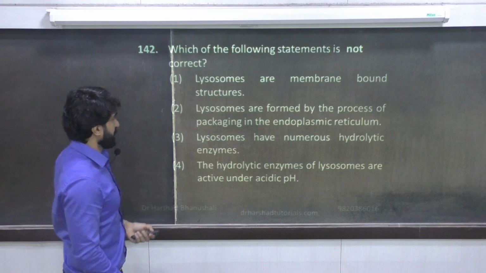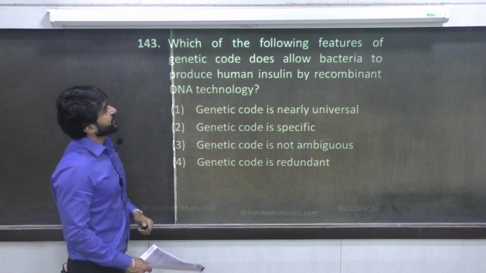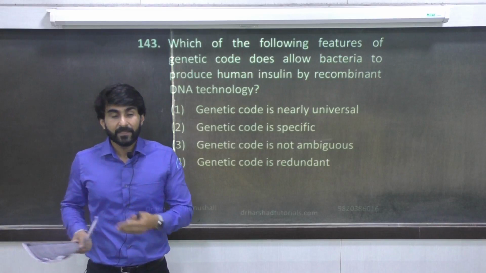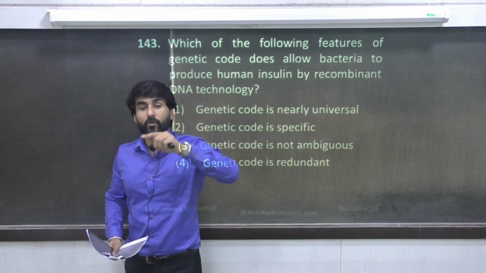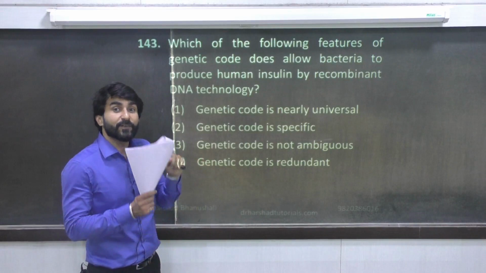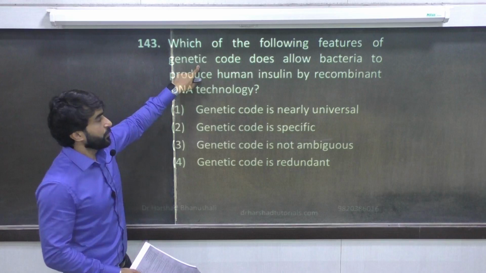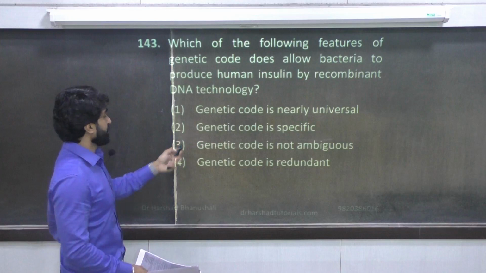Question number 143, which of the following features of genetic code does allow bacteria to produce human insulin by recombinant DNA technology? What we do in recombinant DNA technology is we transfer the human gene into bacteria and the bacteria produces insulin. What does it prove? That human gene can also work in a bacteria. What does it tell you? That the genetic code which is found in humans also works in bacteria. So the genetic code is nearly universal. So for question number 143, the genetic code feature which helps us to produce insulin with bacteria is that the genetic code is nearly universal.